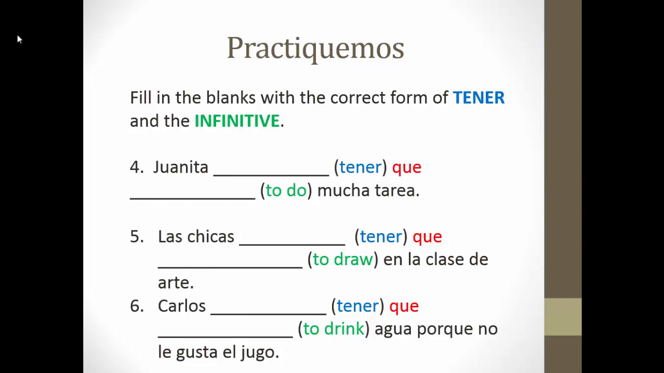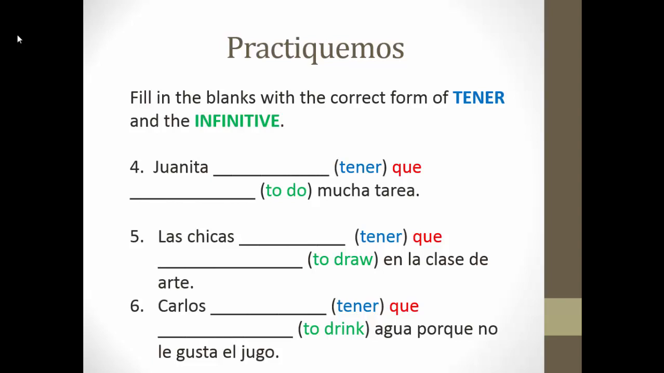Número cinco. Las chicas are the girls. Remember, ellas is the word that means they. Therefore, tienen is the correct form. Followed by the word que, and to draw is dibujar. So, las chicas tienen que dibujar en la clase de arte means that the girls have to draw in art class.